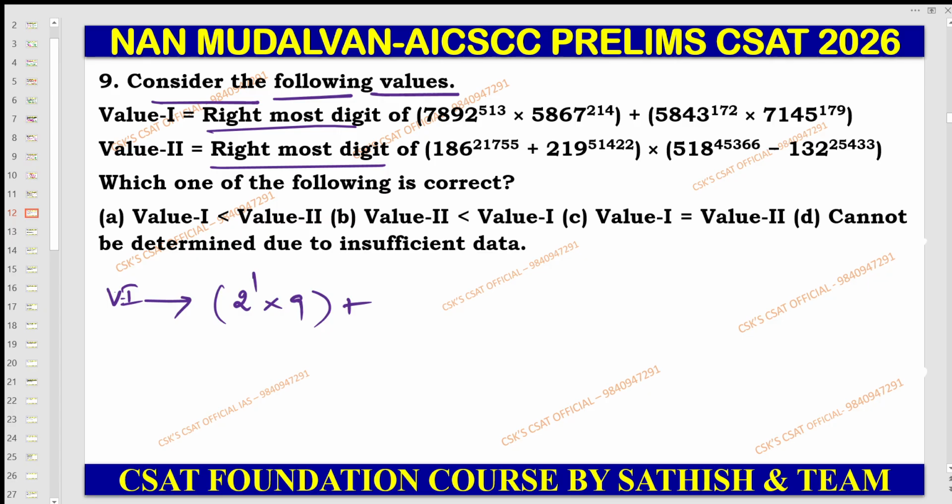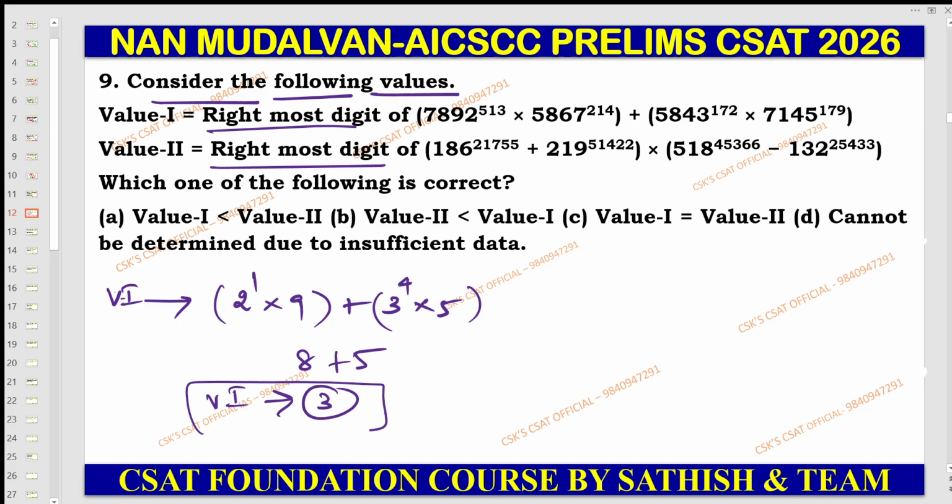Next, plus 3. For 3 you have to divide the power. 172 completely vanishes, so the remainder is 0. Remainder 0 means you take 4 as the power. 5 means 5 is the unit place. Now 2 into 9 becomes 18, so 8 alone you take. 3 power 4 is nothing but 1. 1 into 5 becomes 5. I am focusing only on the unit place. Value 1 becomes 3. That's it.